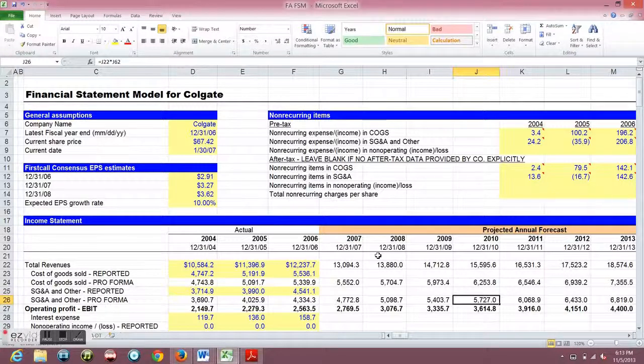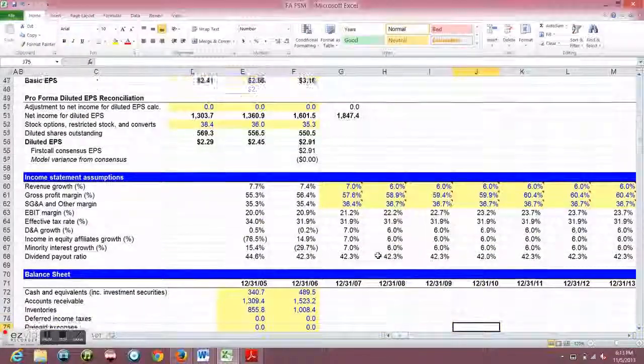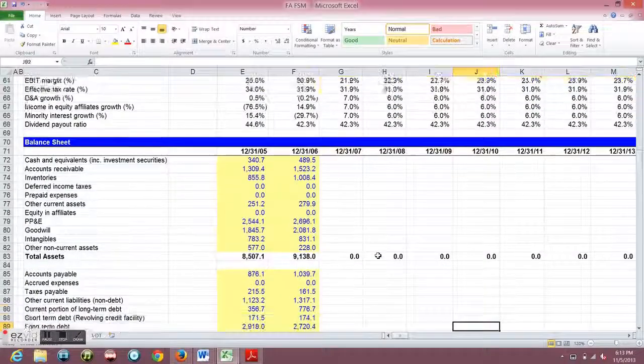So this concludes our income statement, and I hope you enjoyed it while it lasts, because now we're going to get into our balance sheet.